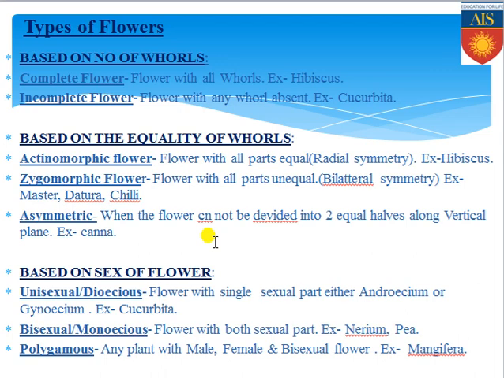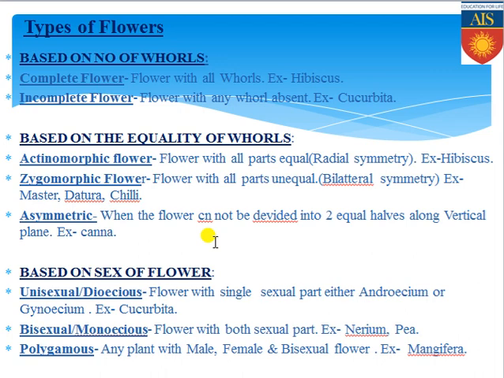Okay. And if you see a flower without any one whorl, suppose the calyx is not present, or corolla is not present, or androecium is not present, or even gynoecium is not present, if any one whorl is absent, then that flower is considered as an incomplete flower. As an example, the ideal complete flower is hibiscus, and the ideal incomplete flower is cucurbita. Okay.